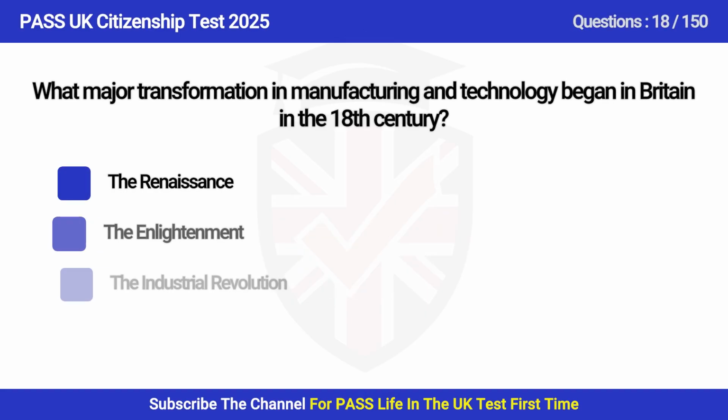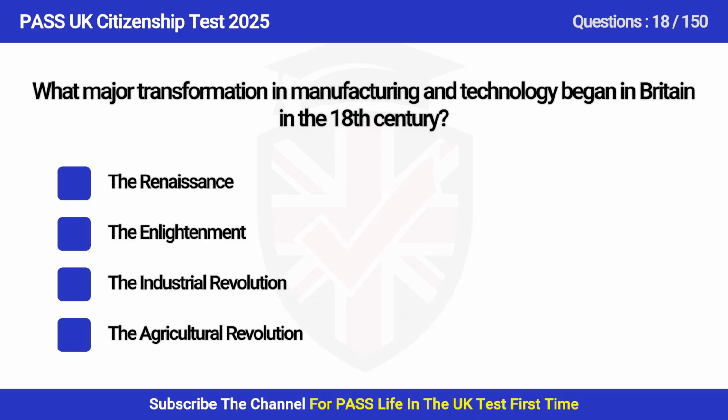Question 18. What major transformation in manufacturing and technology began in Britain in the 18th century? A. The Renaissance, B. The Enlightenment, C. The Industrial Revolution, D. The Agricultural Revolution.